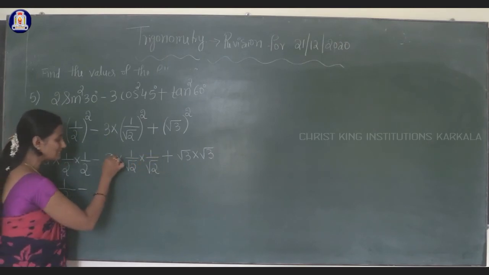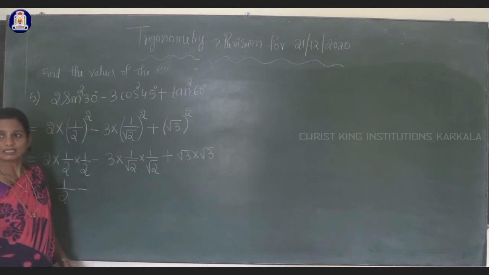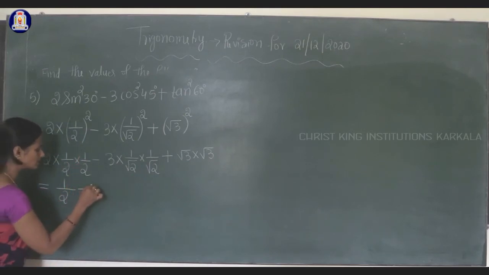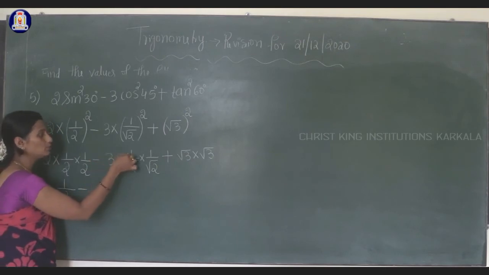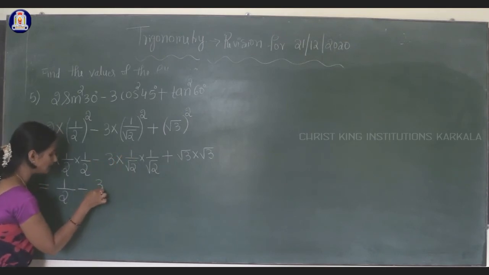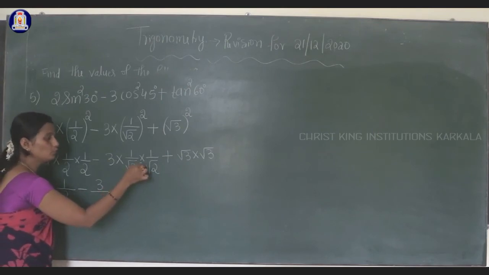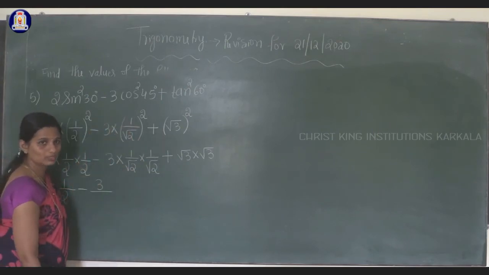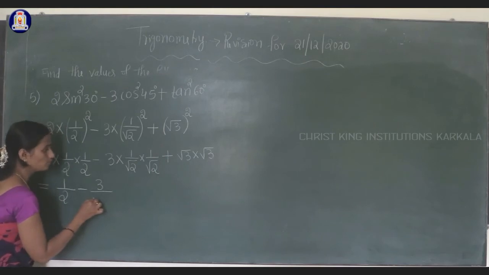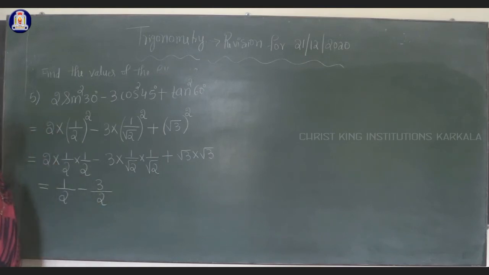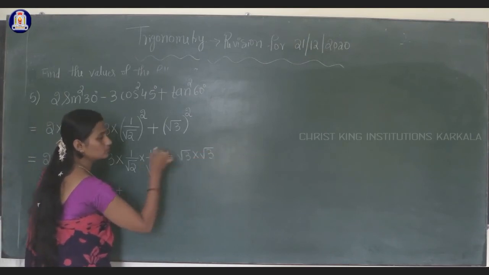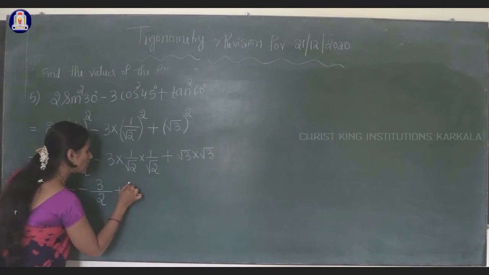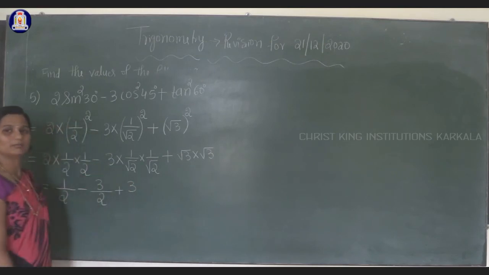Minus 3 into 1 by root 2 into 1 by root 2. Can you cancel any number here? No, you can't cancel any number. Yes, how to simplify? 3 is in the numerator, right? 3 means it is 3 by 1. So 3 into 1 is 3, divided by root 2 into root 2. Already you know that it is root 4, and root 4 means it is equal to 2. Clear? Yes. Plus now root 3 into root 3. Root 3 into root 3 is what? It is root 9, and root 9 means it is 3.